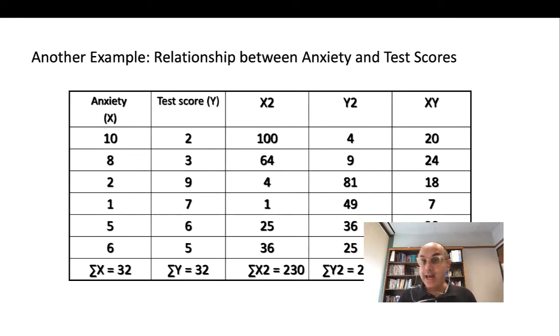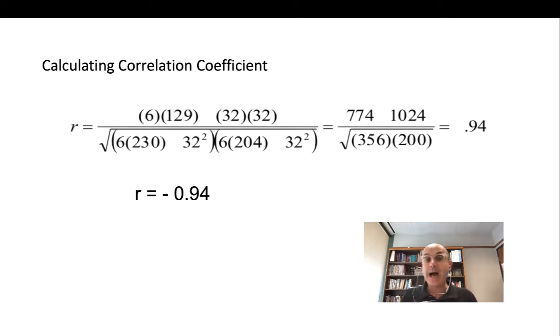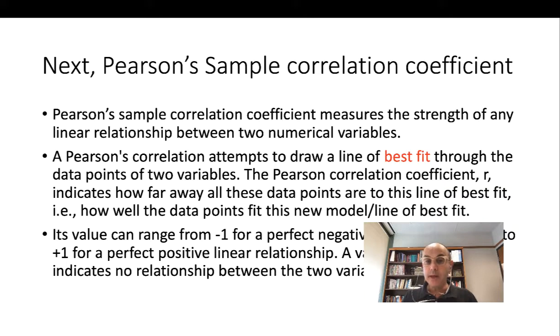Another example is the relationship between anxiety and test scores. This is something that has been studied again and again by researchers and educators, and this example is just to give you more sense about the correlation coefficient and how we measure it. In this case, r is equal to -0.94, which indicates a strong correlation, but again, this is how we measure that.